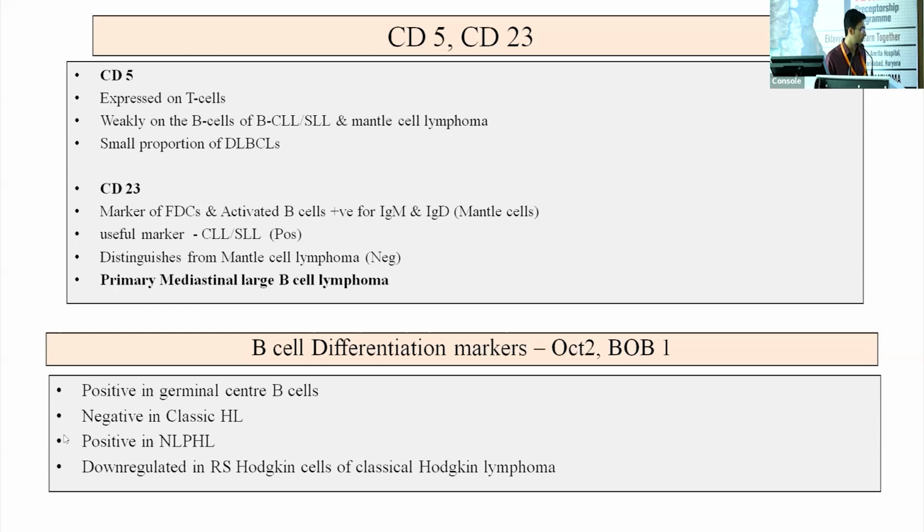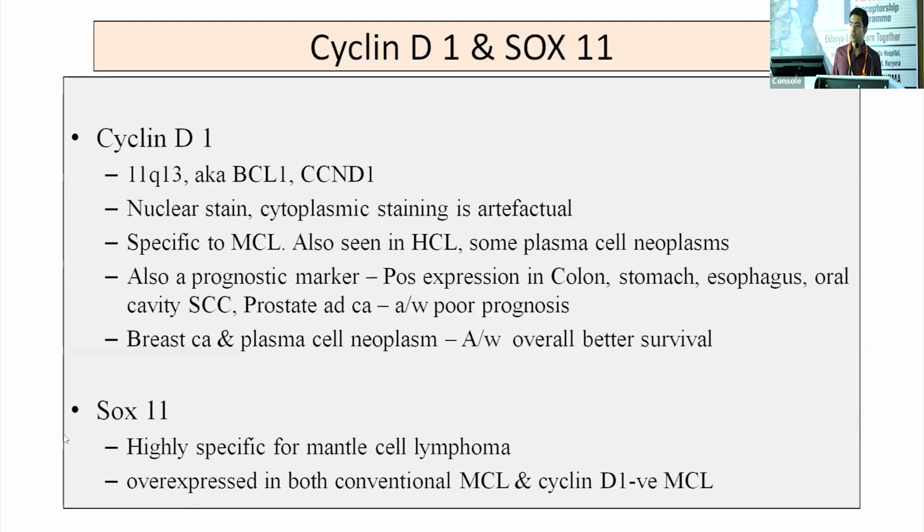We will come to the primary mediastinal B-cell lymphoma. So these are basically the markers of B-cell differentiation, and they are negative in Hodgkin RS cells. So a diagnosis of Hodgkin versus NLPHL must include the panel containing OCT2 and BOB1.